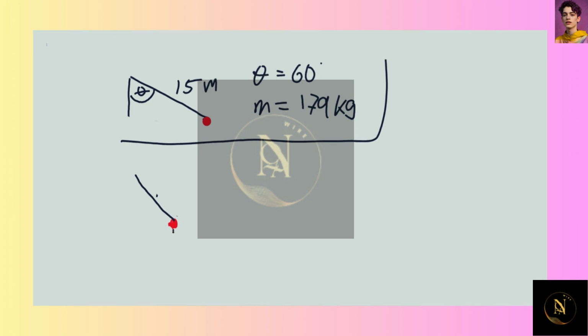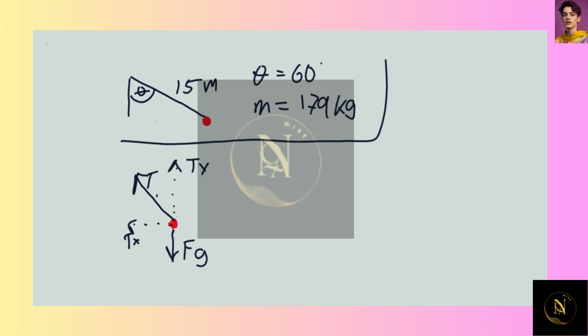If the red dot here is the seat, we know that there's a force of gravity pointing straight down, as well as a force of tension pointing in the direction of the swing ride. Now, the force of tension can be split into two components. The y component, right here, and the x component over here.